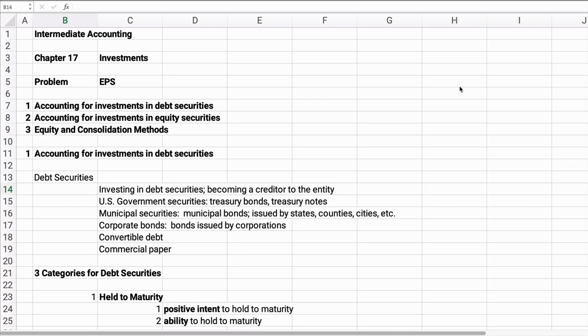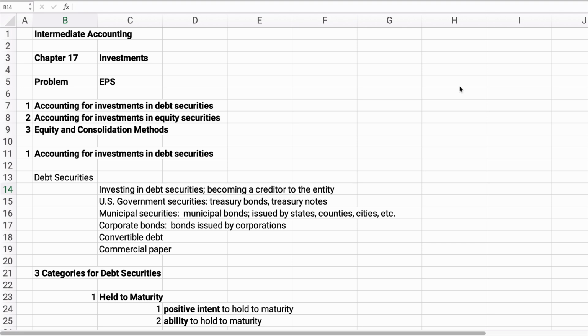Hello class, we're working on chapter 17 in the investments chapter. Now we're to the area in intermediate accounting where there's a lot of things you haven't seen, so a lot of this is new material. So one of the things we're going to do in this chapter is cut out some things that we don't need, and we're going to focus on the very basics and the important stuff at first.